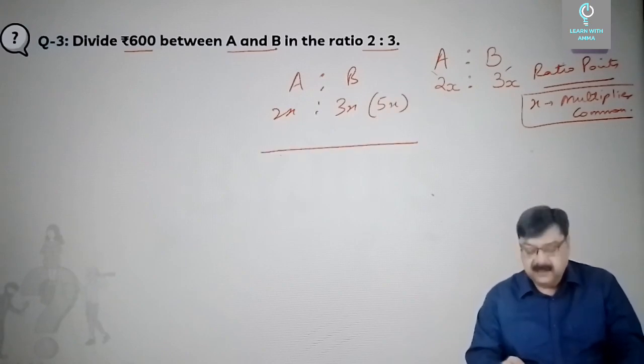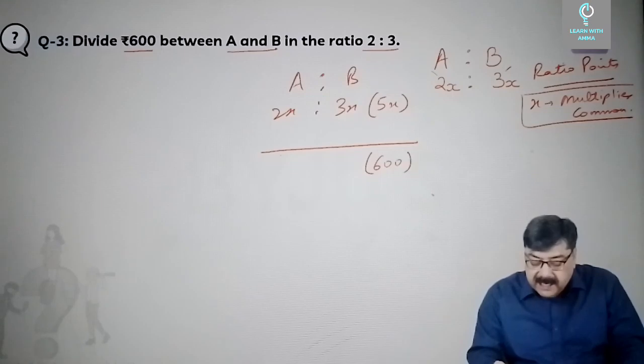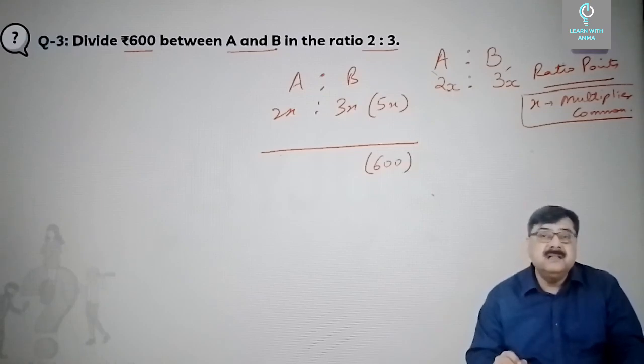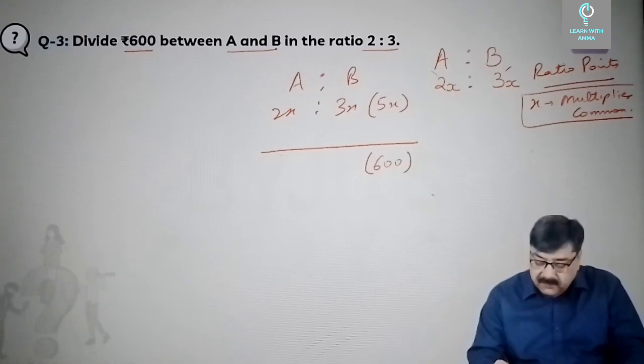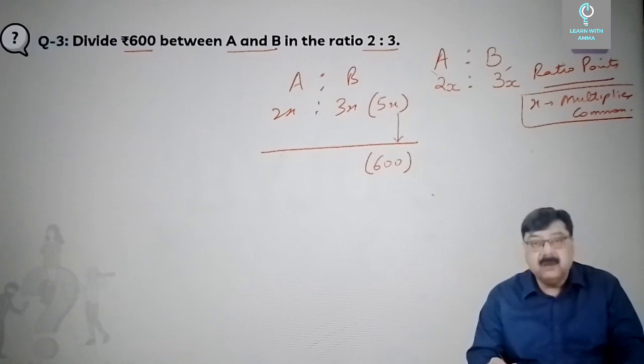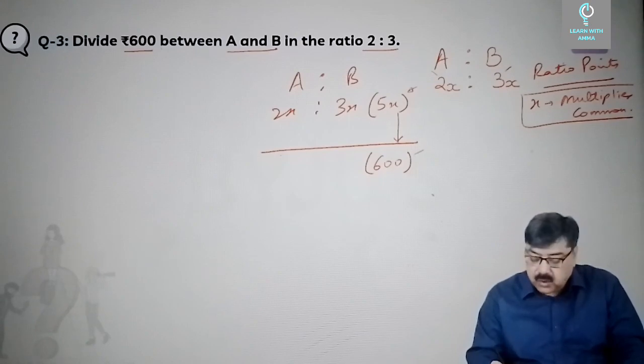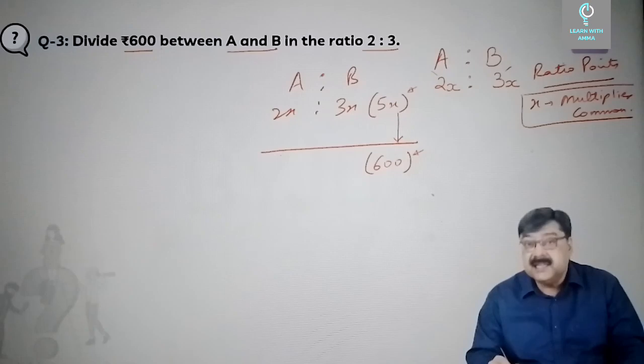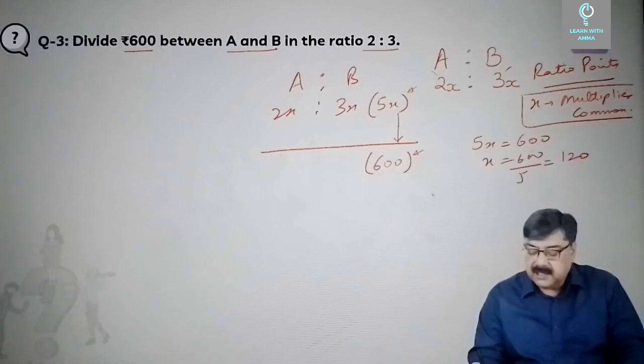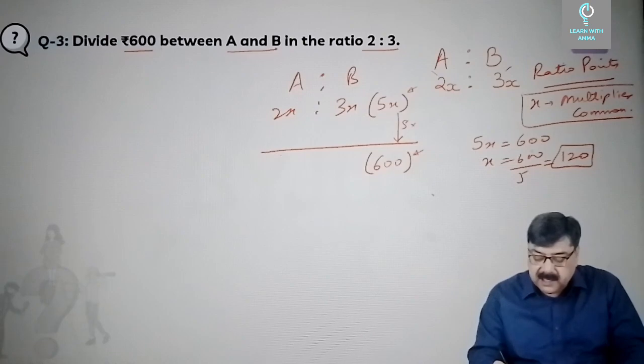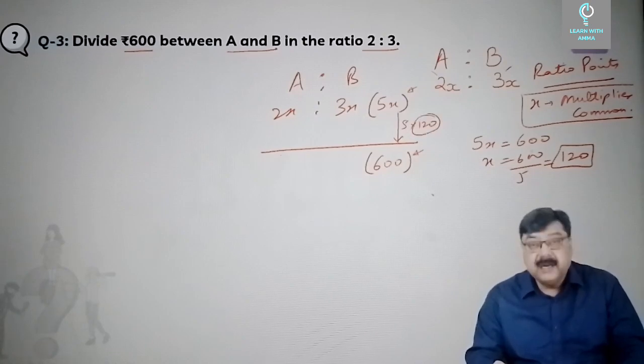Now we draw a line here. The total sum of money that needs to be divided between A and B is 600 rupees. So 5x here has to be equal to 600. Total sum of ratio points is 5x. Total sum of money is 600. So you can always equate the two. So x here is 600 by 5. That is 120. So that means 5 here is multiplied with 120 to get you 600.